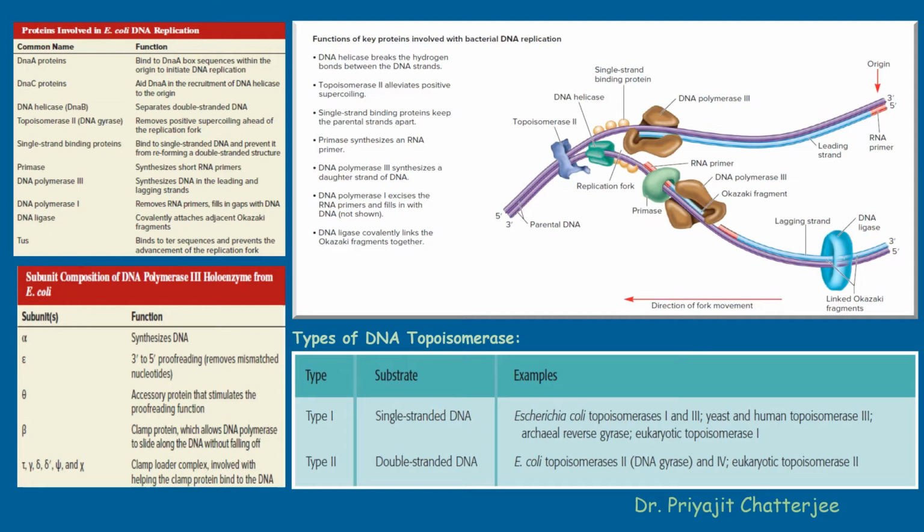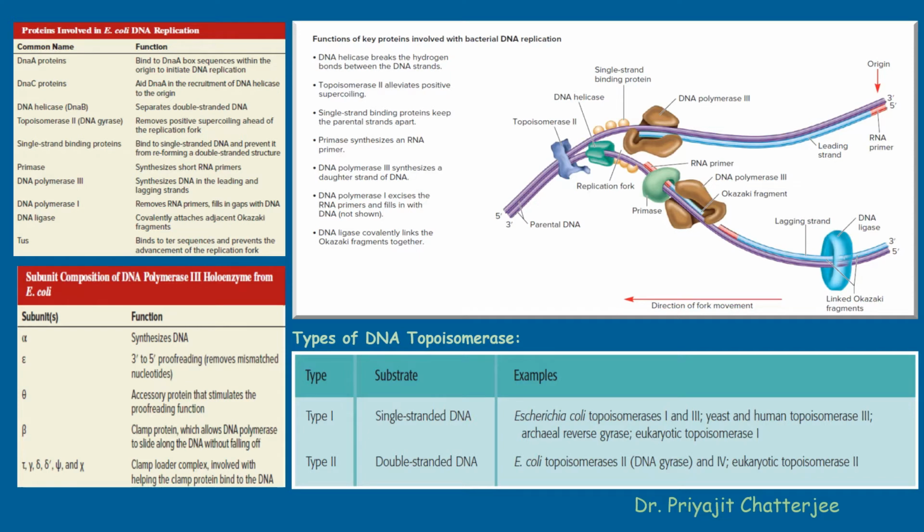Next is the topoisomerase group of enzymes, which include topoisomerase 1 and topoisomerase 2. These enzymes are required to relieve the torsional strain created by the helicase-induced unwinding. The supercoils, which are produced by the helicase unwinding, show the topoisomerase has both the nuclease as well as ligase activity. Topoisomerase 1 nicks the single strand.